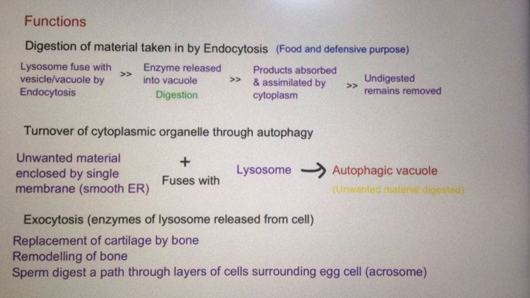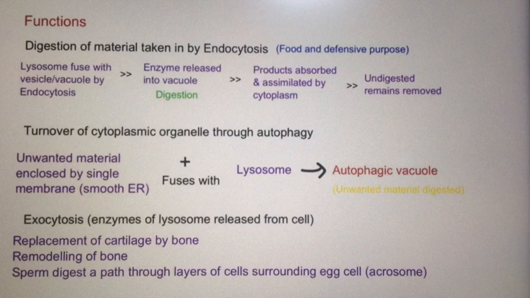The next function is the turnover of cytoplasmic organelles through autophagy. Autophagy is a process whereby unwanted structures are engulfed and digested within the lysosome. So, the unwanted material will be enclosed by a single membrane, which is usually from smooth endoplasmic reticulum. And then the single membrane fuses with lysosome to form an autophagic vacuole, where unwanted material is digested.